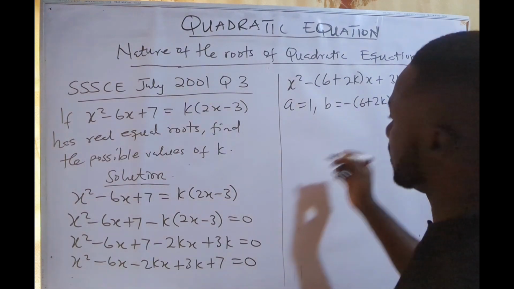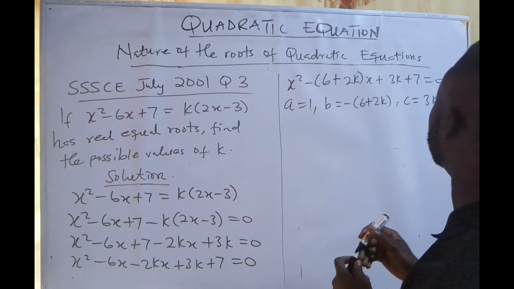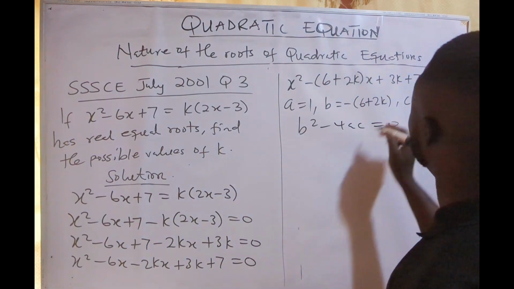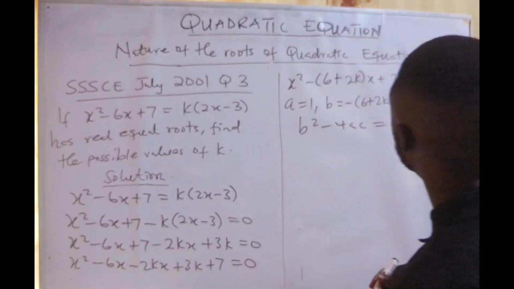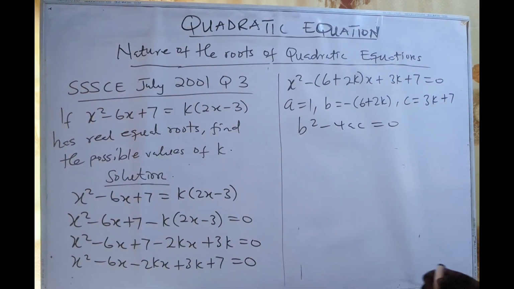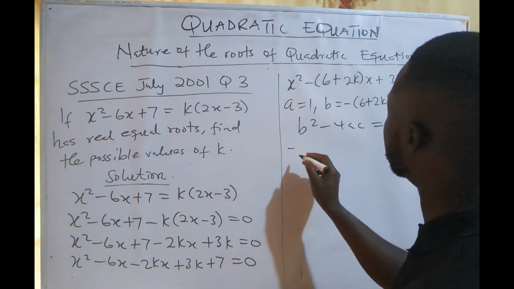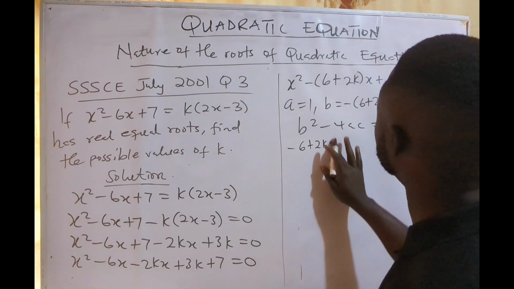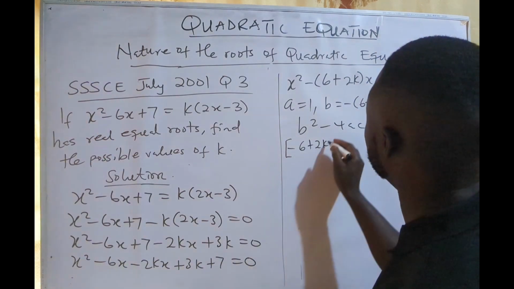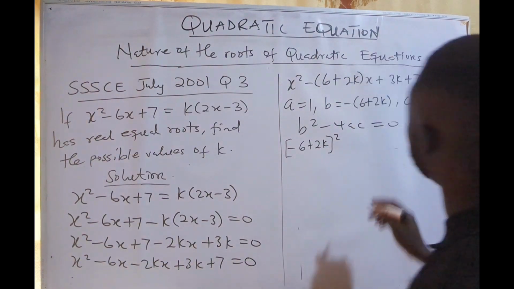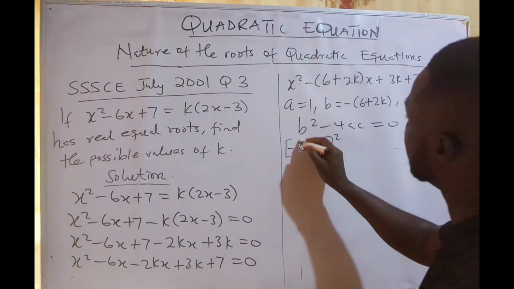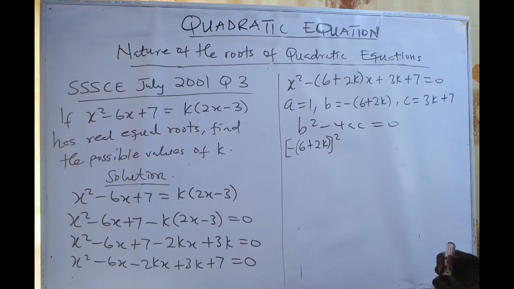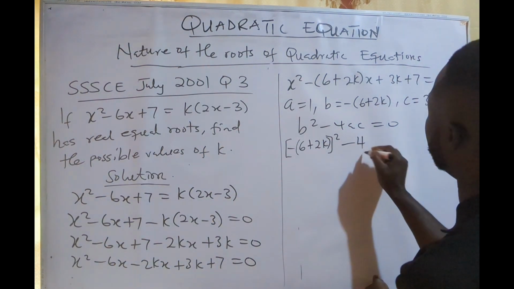I will say that since it has equal roots, then b squared minus 4ac should be 0. And if b squared minus 4ac will be 0, then what is my b? That is minus 6 plus 2k, all squared, minus 4.